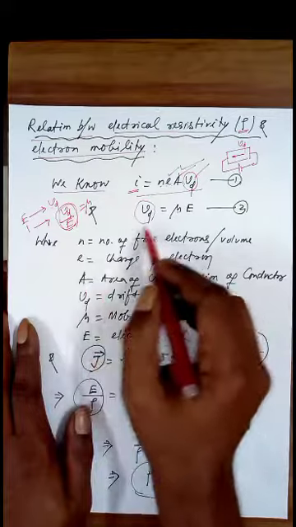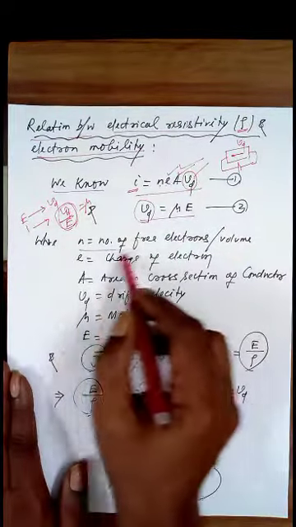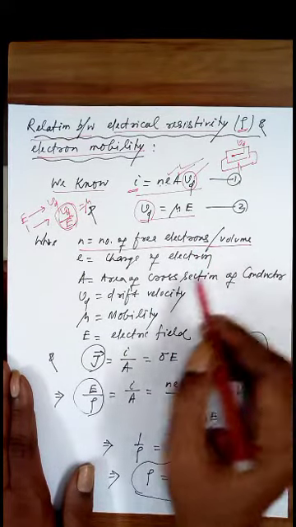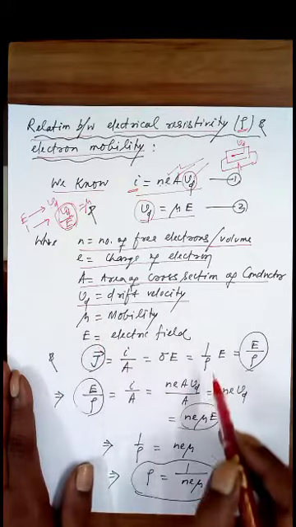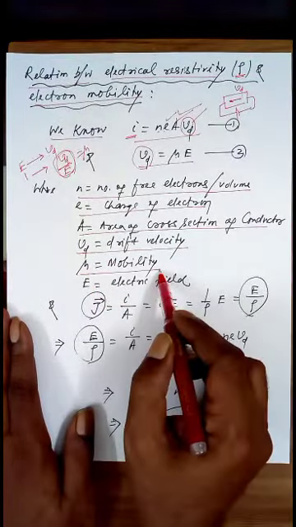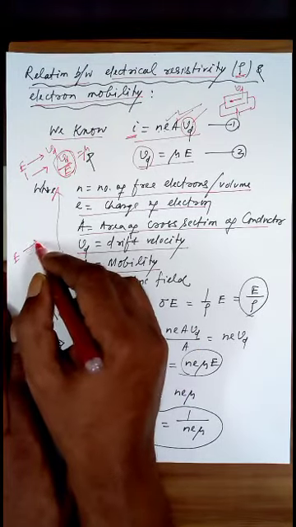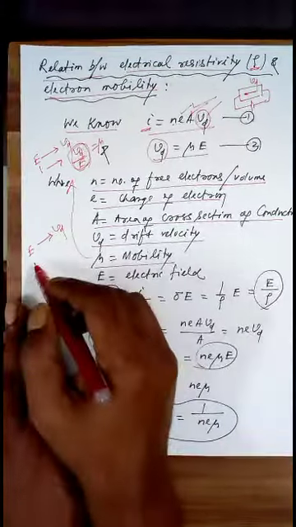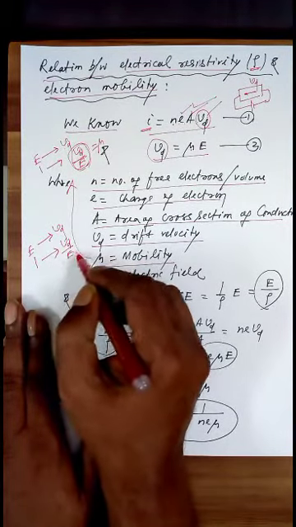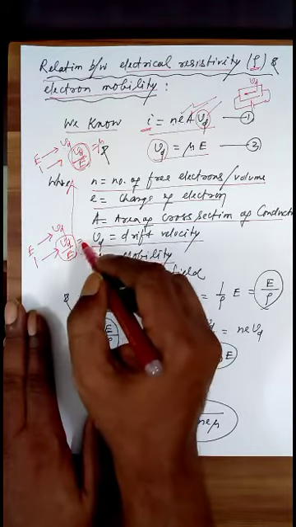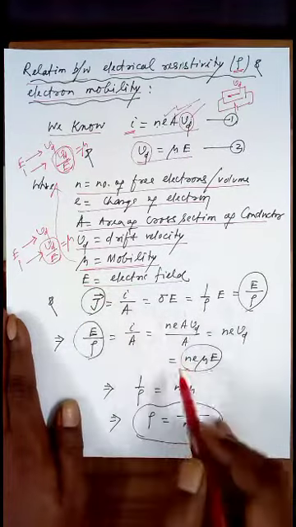So cross multiplying, mu E is equal to Vd, the drift velocity, where n is the number of free electrons per unit volume, e is the charge of the electron, A is the area of cross section of the conductor, Vd is the drift velocity, mu is the mobility. Just as I explained here, by applying electric field E, the drift velocity was Vd. Instead of applying E, if you apply unit electric field, then the drift velocity will be Vd over E, meaning drift velocity per unit electric field, that was called mobility, mu. So mu was mobility, E was the electric field.